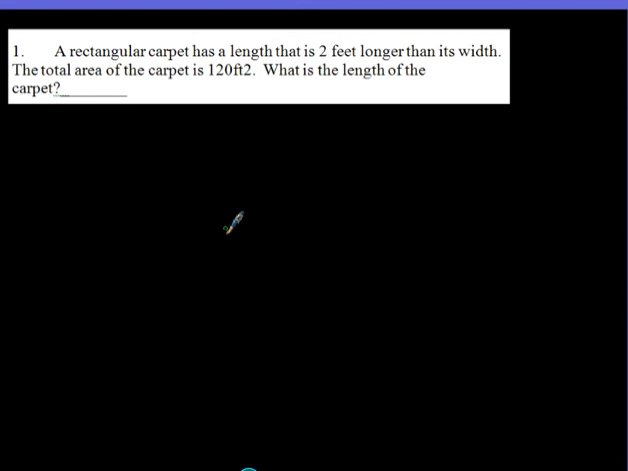Okay, so this is question 1 on the back. A rectangular carpet has a length that is 2 feet longer than its width. The total area of the carpet is 120. Not sure how that happened. I did originally square it, and somehow it got switched back. Should be feet squared. Hopefully that wasn't an issue. Since I said area, we should know square feet. What's the length of the carpet?